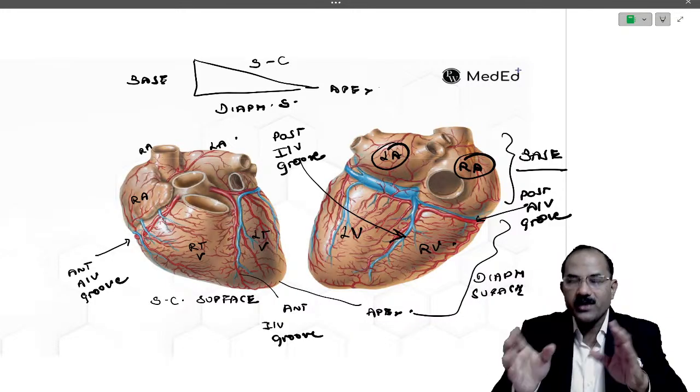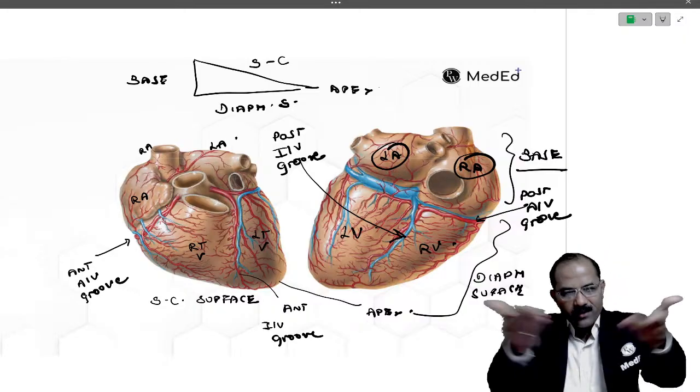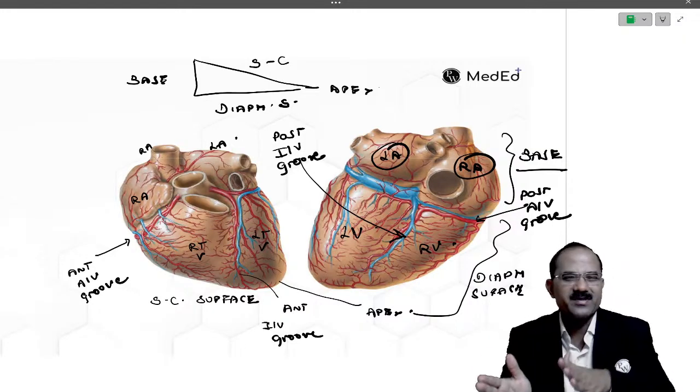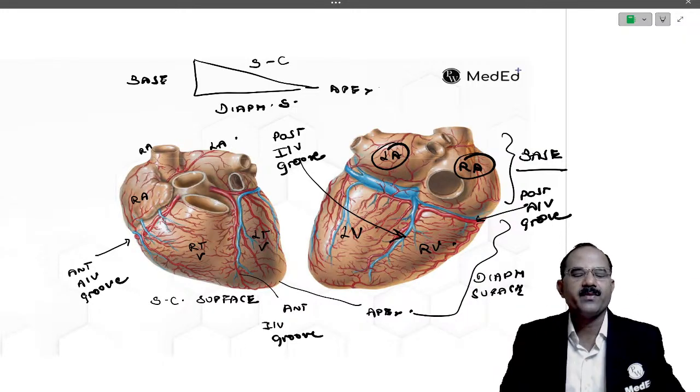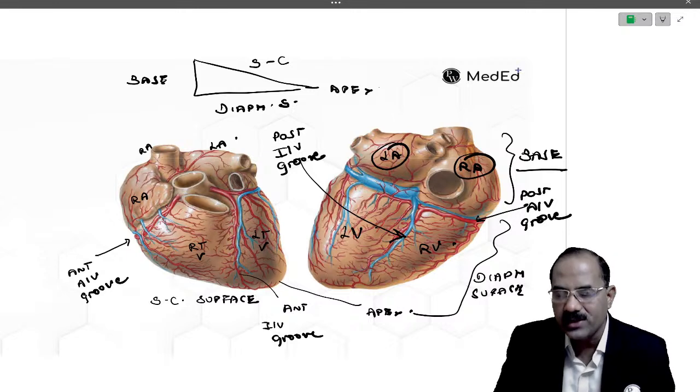I'm so sorry, the left atrium and the right atrium. And the diaphragmatic surface is formed by 2 ventricles, the left ventricle and the right ventricle, right? The groove is the posterior interventricular groove.